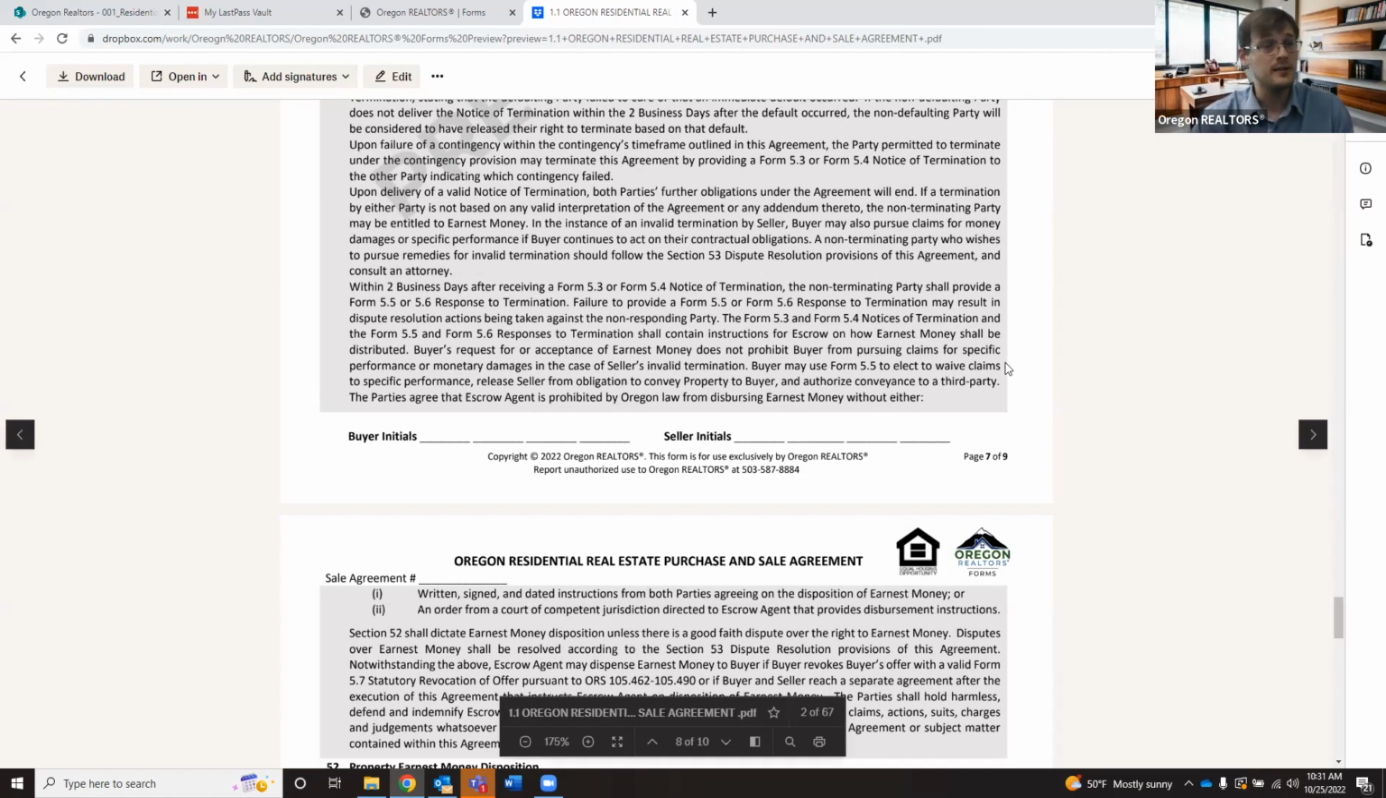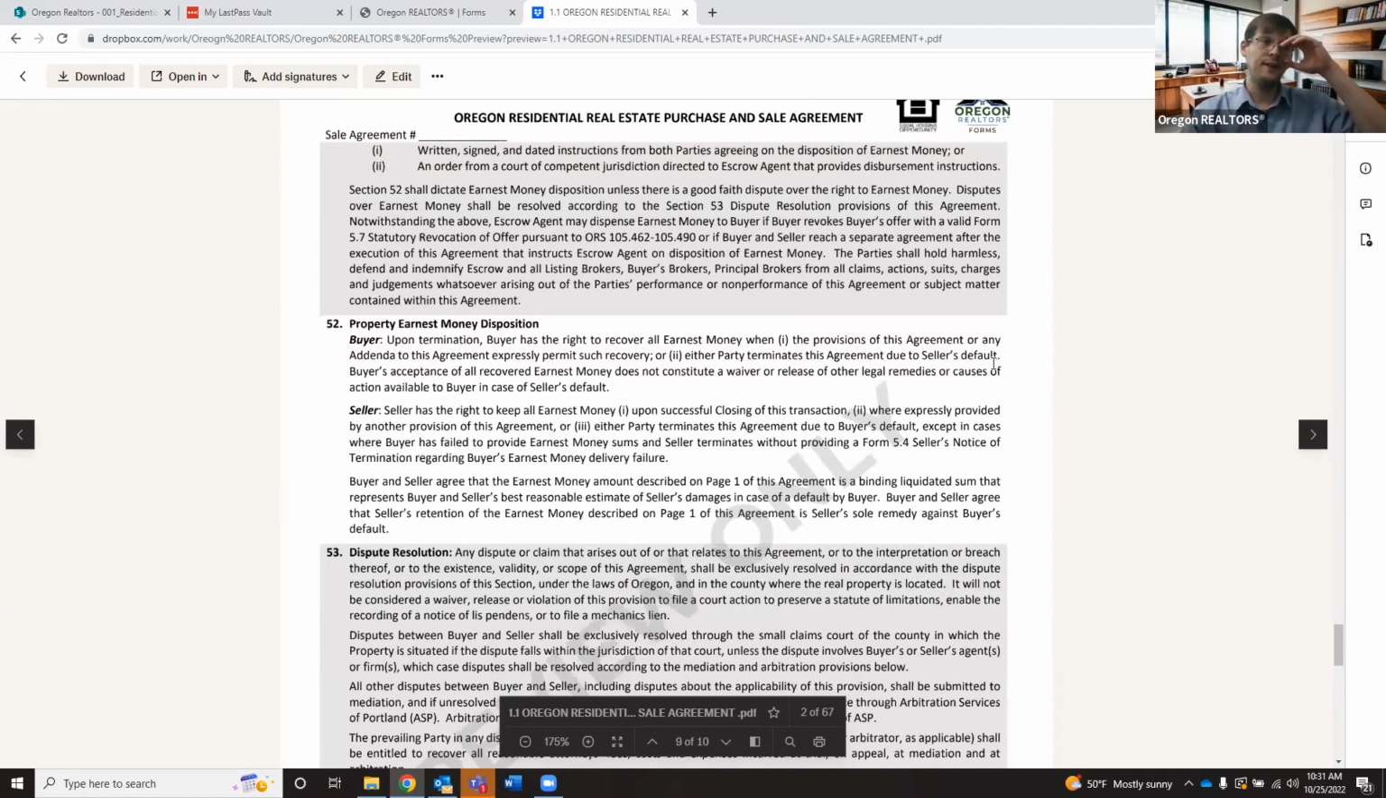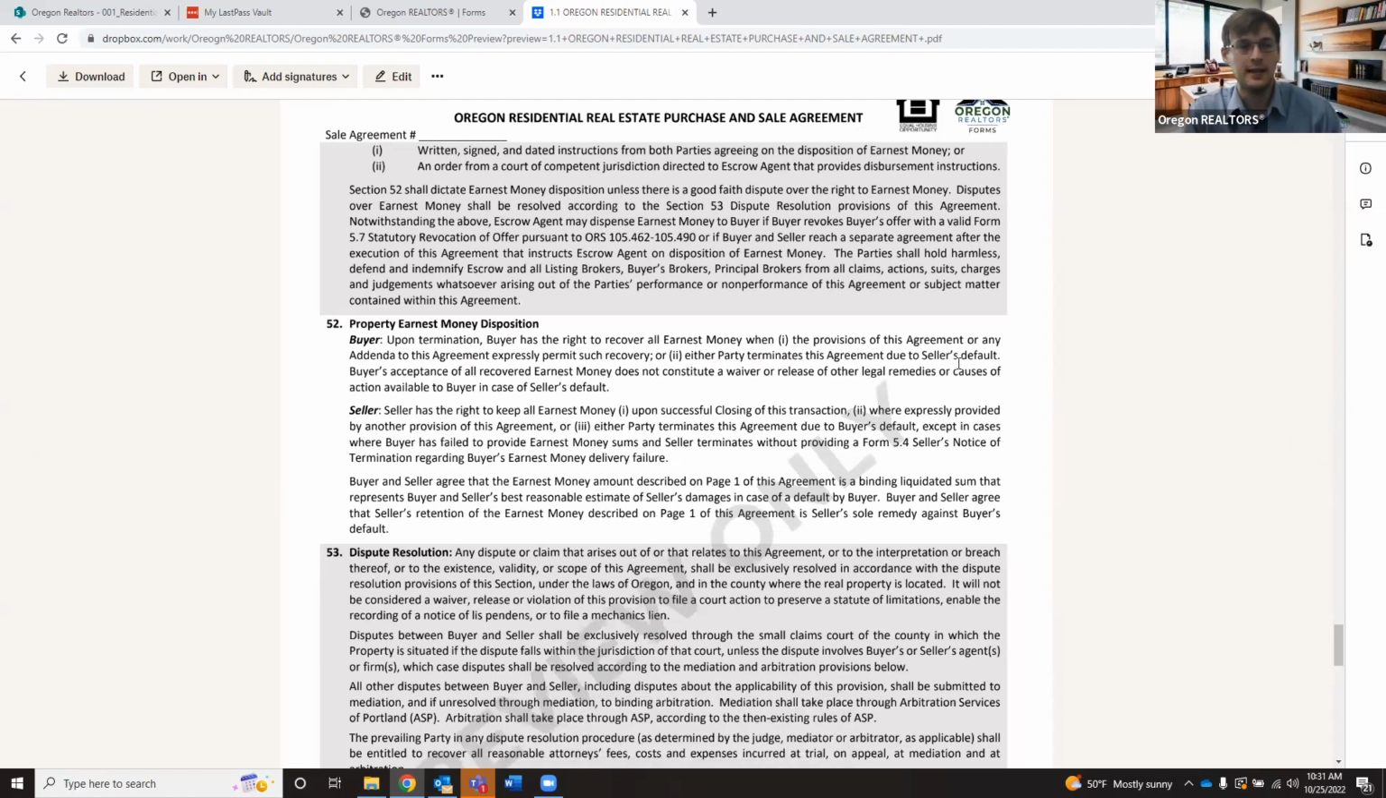If you disagree with each other, it's the exact same process you currently have. Take it to small claims court or take it to mediation or arbitration. We'll tell you where earnest money goes. I'll pull up one of the termination documents after I get through this one just to show you that we've hopefully added a little more clarity to the direction that earnest money takes.